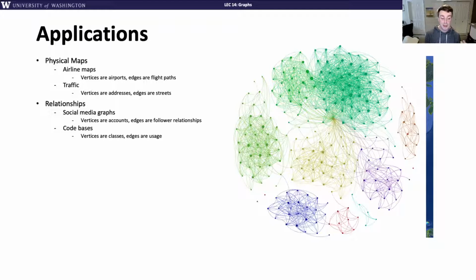One of the things is that you've been using graphs this whole quarter. Every time you run your project, you use Gradle, which is a build system. And Gradle uses a graph to write out the dependencies of the project and recompile things based off what's changing. So it doesn't have to recompile the whole project from scratch each time.